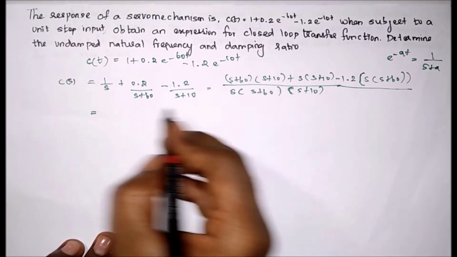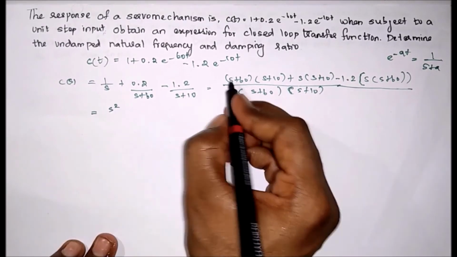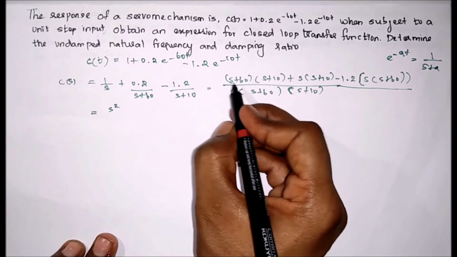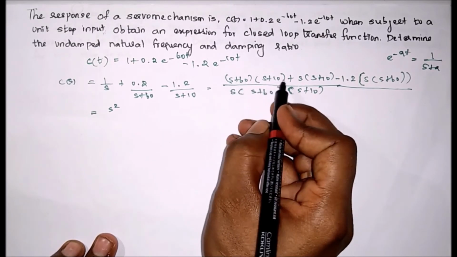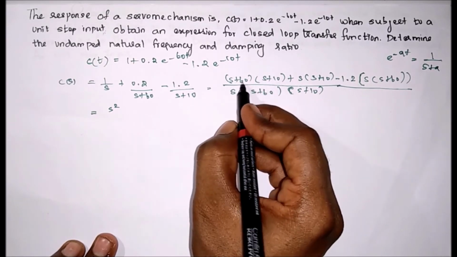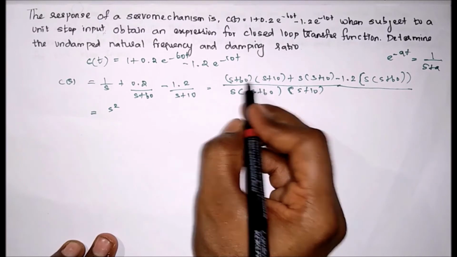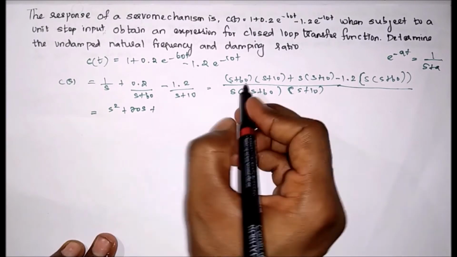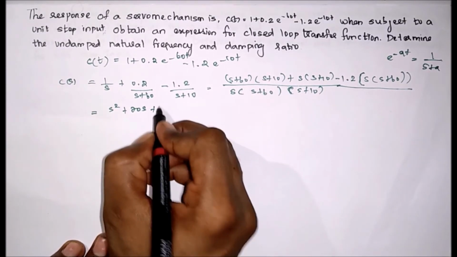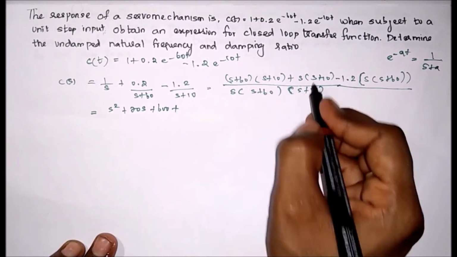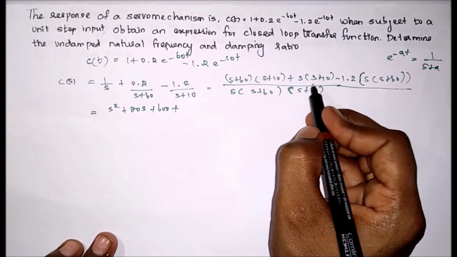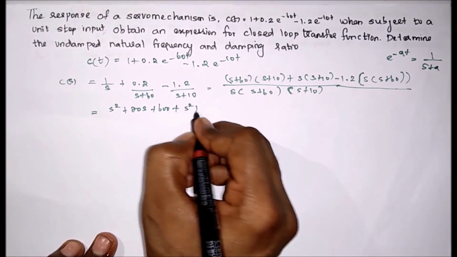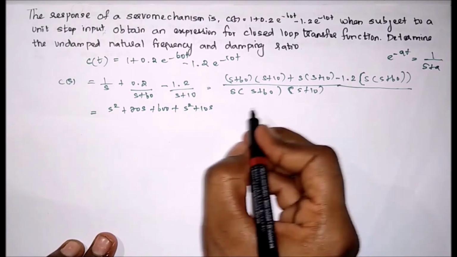Now we have to multiply these two. s square, s into s square. Next, s into 10, 10s. 60 into s, 60s. 60s plus 10s is 70s. Therefore, 70s plus 60 into 10, 600, plus s into s square plus 10s. So s square plus 10s.